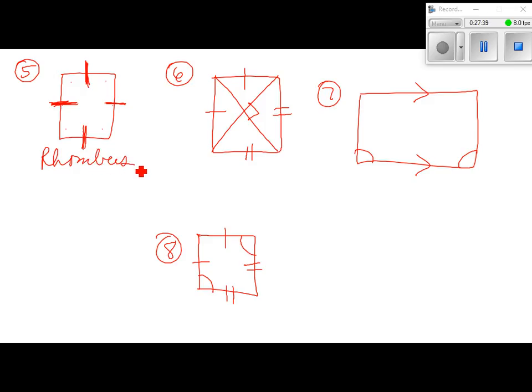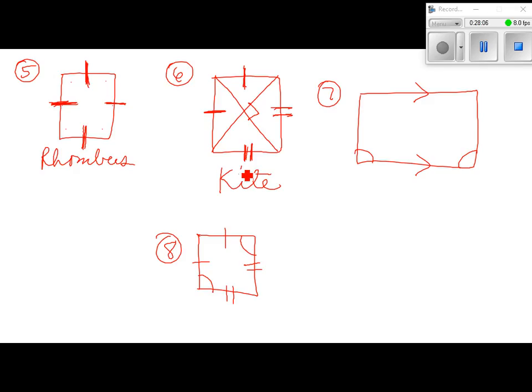Next one, we look at number 6. On number 6, we know these two sides are congruent, these two sides are congruent. Well, those aren't opposite sides, those are consecutive sides. So we can't say it's a parallelogram, so we check to see if it's a trapezoid or a kite, and this one is a kite, so that's the best name we can give to it.